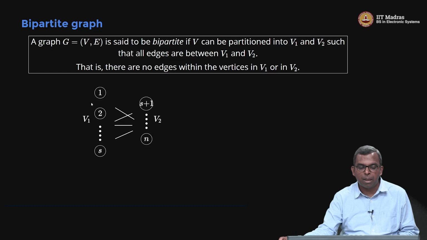Any bipartite graph will look like this. There are first S vertices, I am drawing the first S vertices as belonging to V1, and S plus 1 to n belongs to V2. And all edges will be from this part to this part.